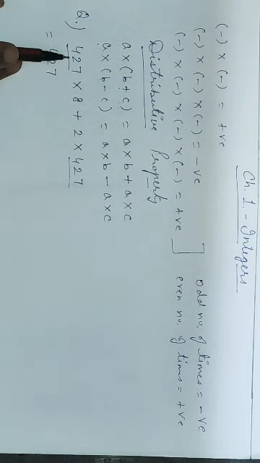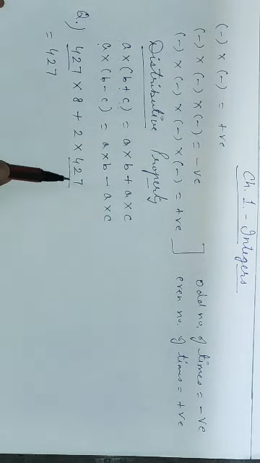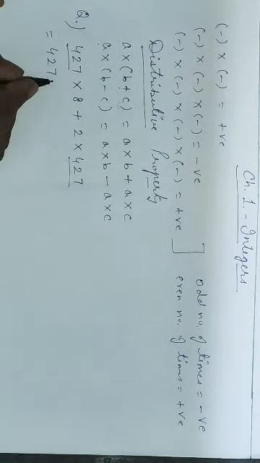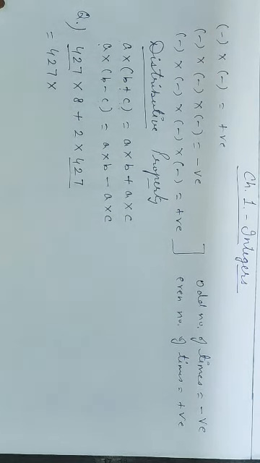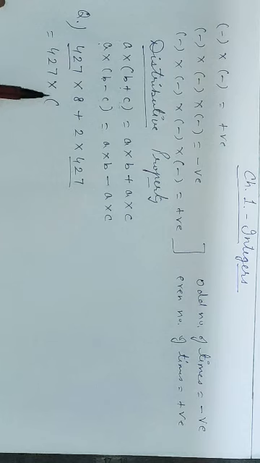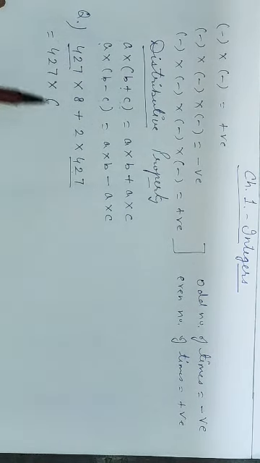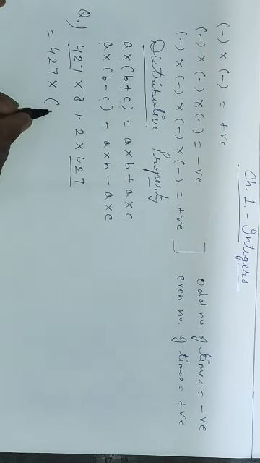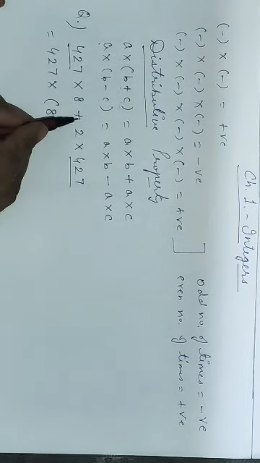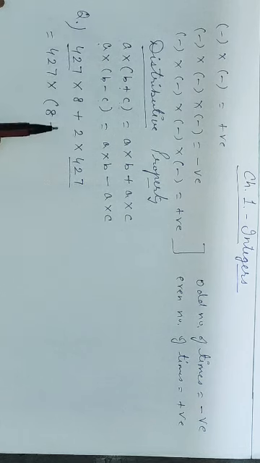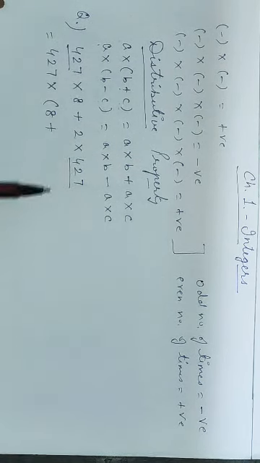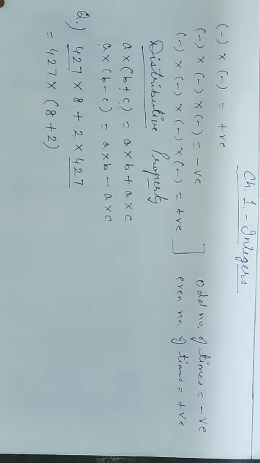Now 427 is to be multiplied with 8 and also with 2. So we are putting a sign of multiplication here. Then I am putting a bracket here because we have taken 427 as common. Now here the first number, we are multiplying 427 with 8, so I will write here 8. Then this addition sign will come here. In the second place we are multiplying 427 by 2, so this 2 will come here.